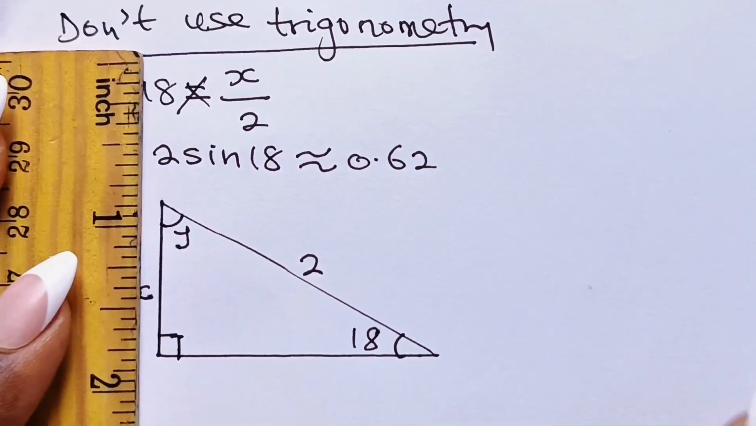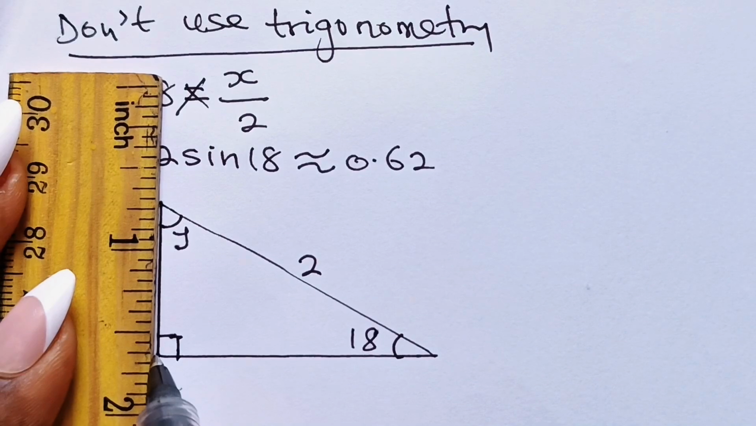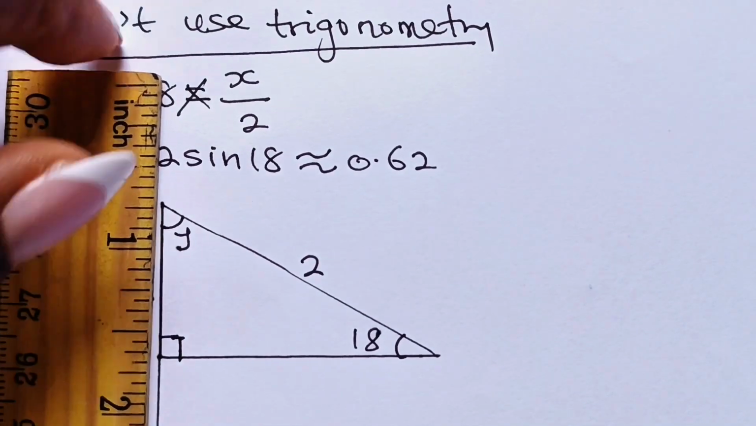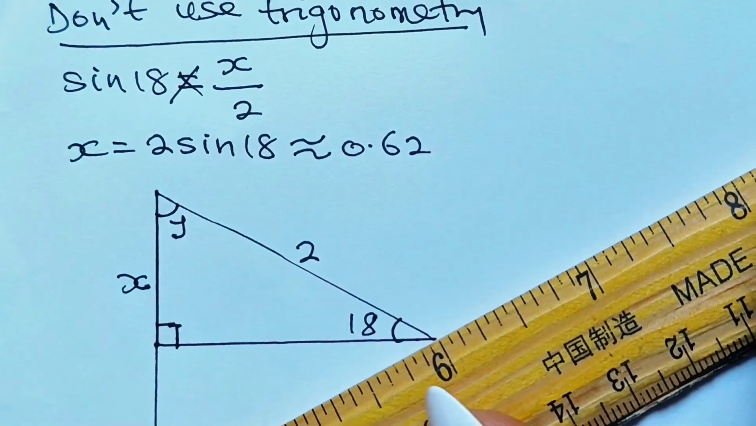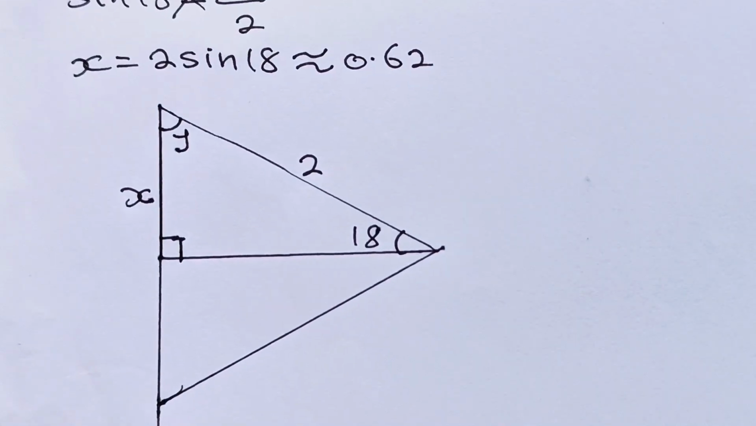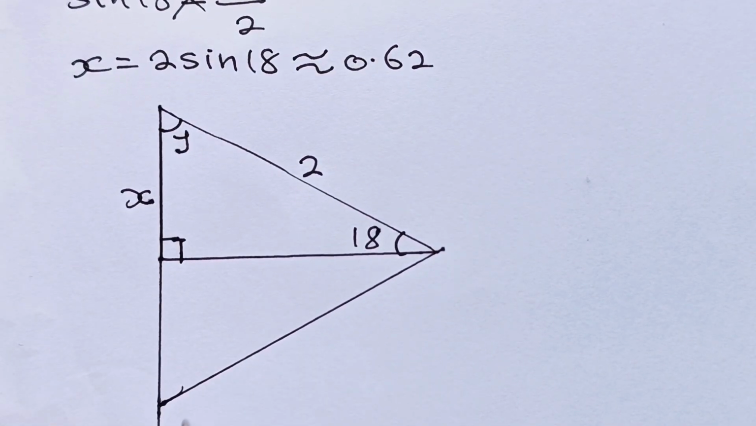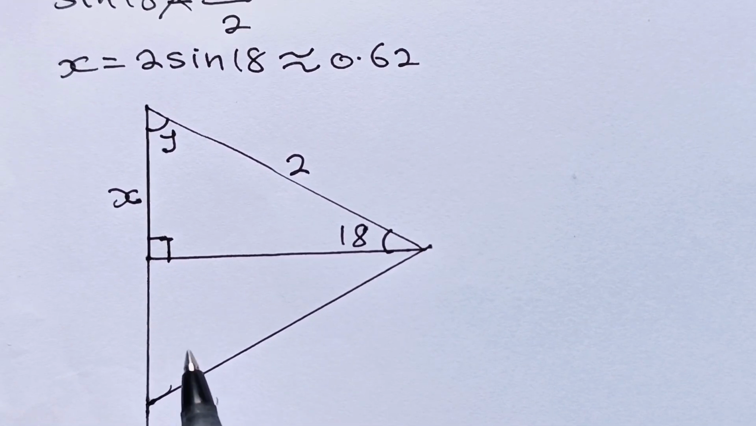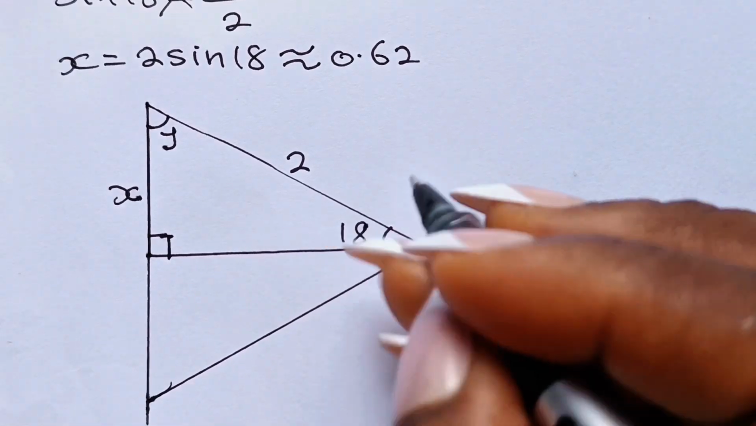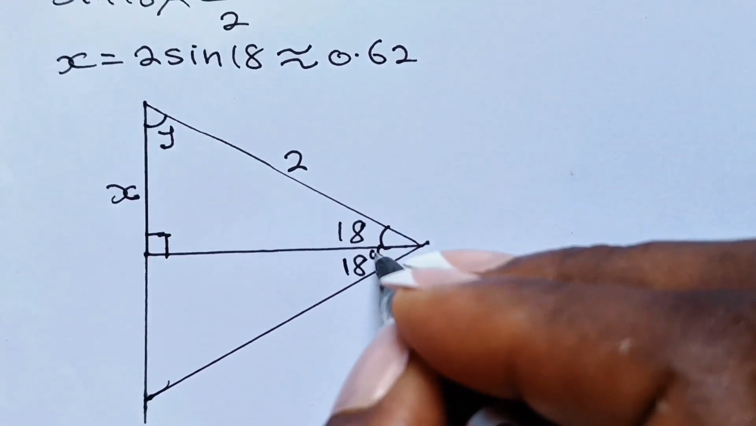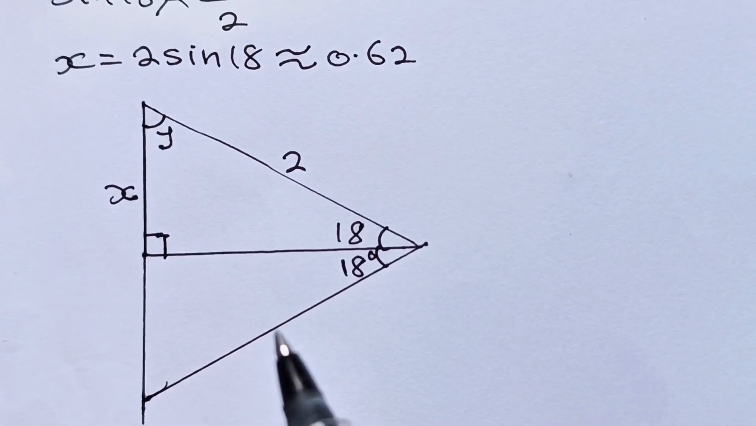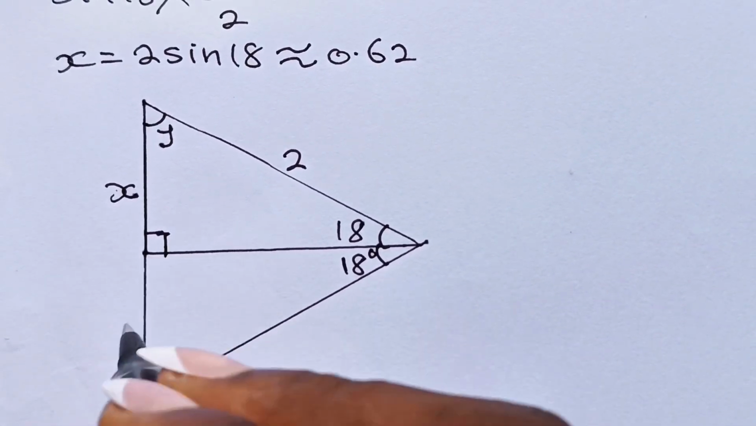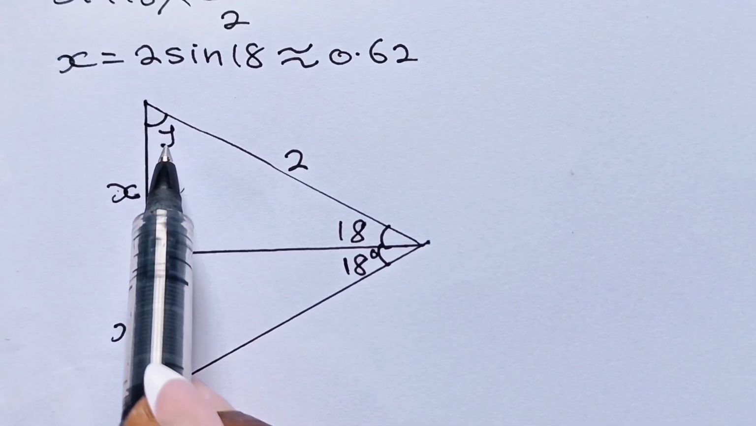Now let's reproduce a twin of this triangle down here. Like I said, this is not drawn to scale, but whatever I'm drawing here, I'm trying to reproduce what we have as our main triangle. Assuming the second one is congruent to the first, this should be 18 degrees as well. First, let's find the value of y. If this is x, then this should be x too.